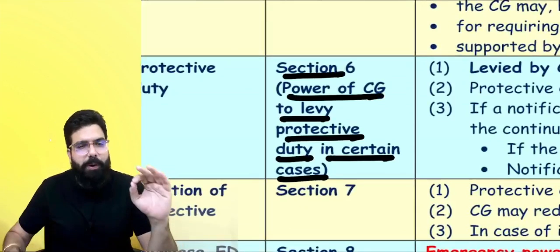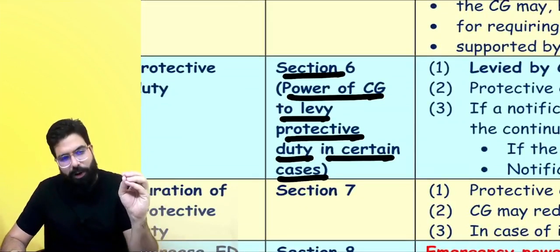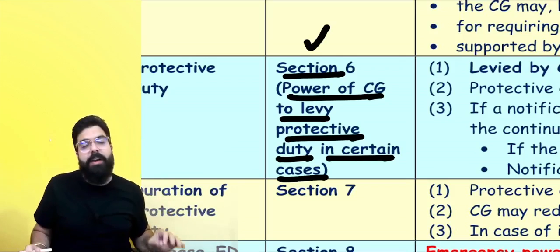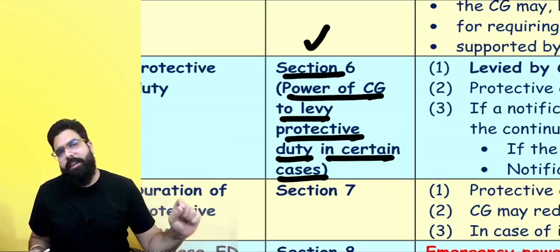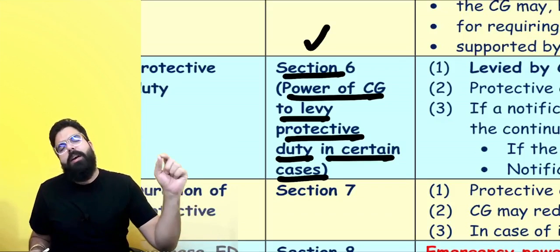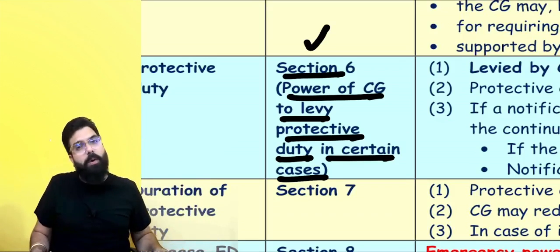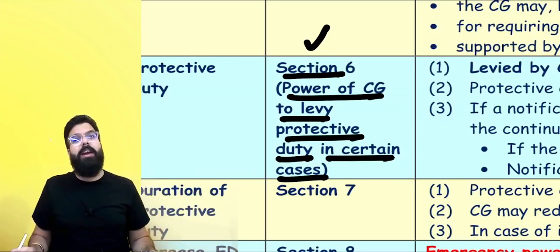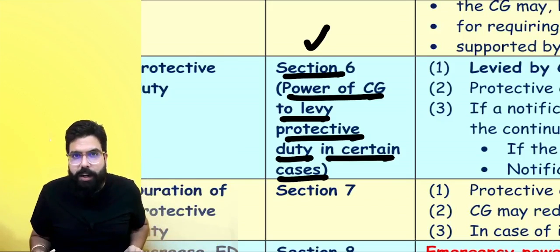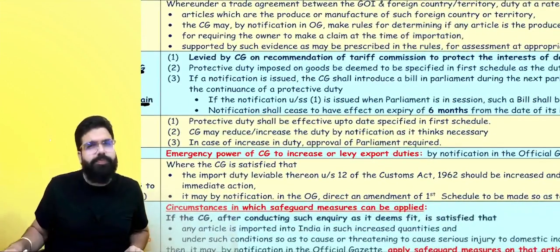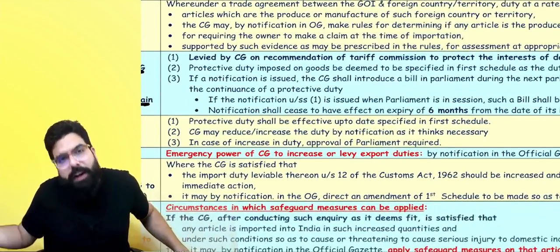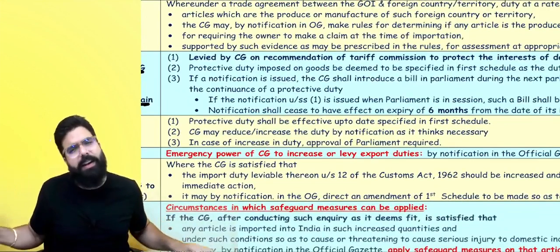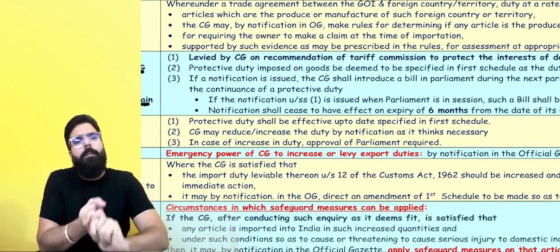Protective duty is levied by the central government. Yes, sir. Under section number 6 of the Customs Tariff Act, the government has the power to levy protective duty. Sir, when is protective duty levied? When the central government sees that it has to protect the domestic industry, basically the domestic industries are to be protected, then the central government levies protective duty.